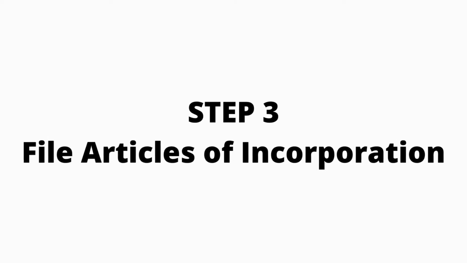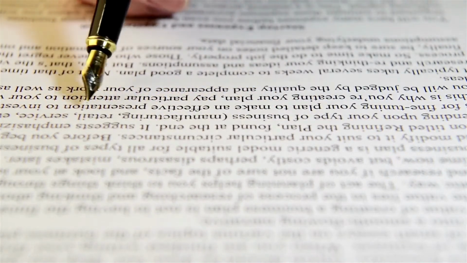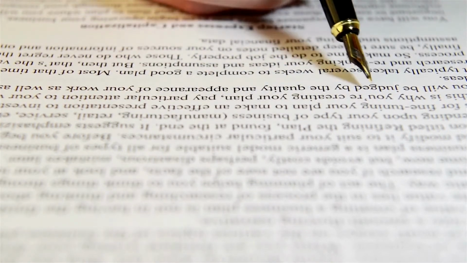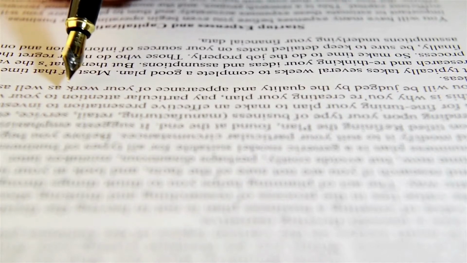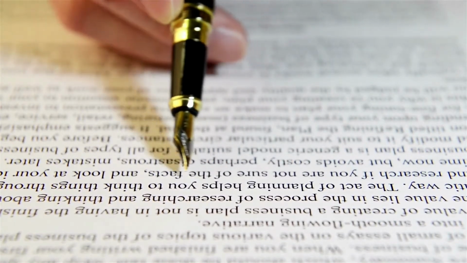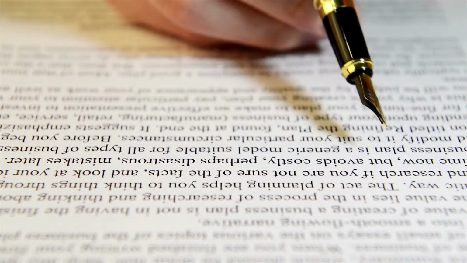Step 3, file articles of incorporation. The next step is to register your organization's name and file articles of incorporation in your state. You'll want to first check and make sure that no other active corporation in your state is operating with the name you want to use for your organization. When you file your articles, most states will require that you include a purpose statement for your organization. So this is required to help further determine that the organization is not in existence just to turn a profit.